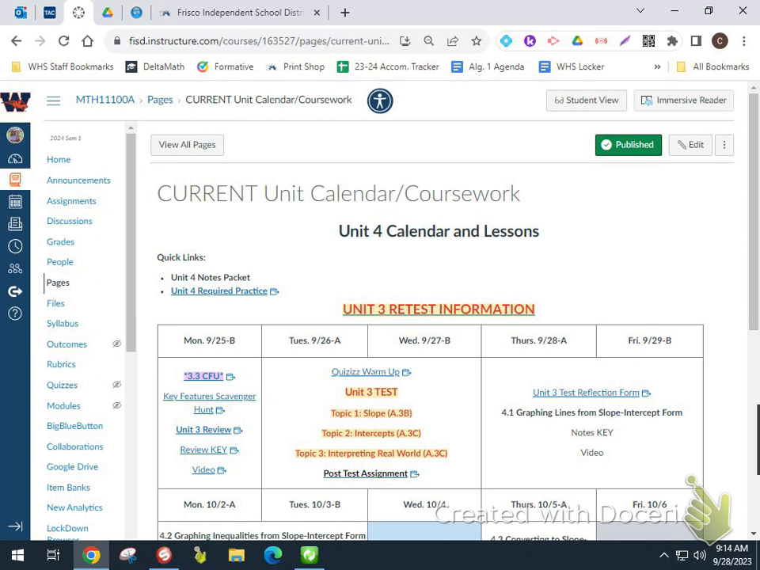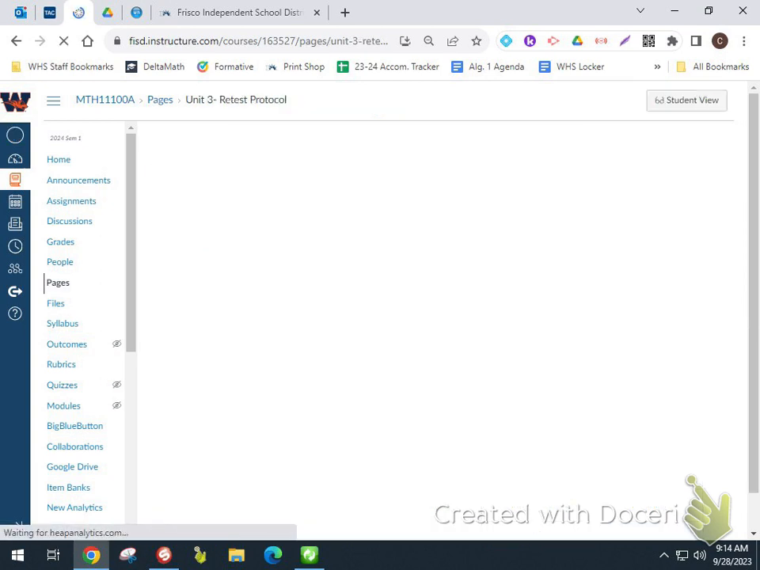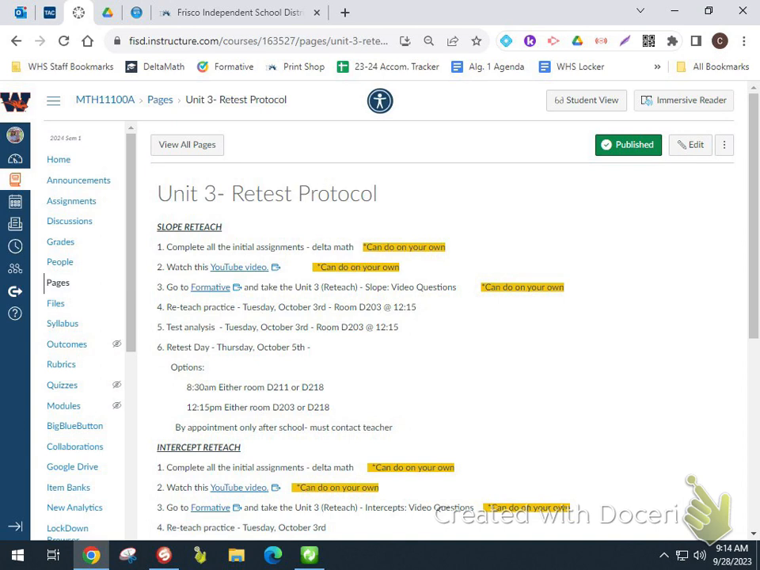So on this Canvas front page, everyone see? Y'all were just there because y'all filled out the reflection form. What's in the middle in red up here? Unit 3 retest information. When you click on here, there are a lot of words on this page. But you need to know which one you plan to retest. Are you redoing slope? If you are redoing slope, then this is your little checklist. And you're going to get a little form that you have to get signed by me or another algebra teacher that you have done these things.